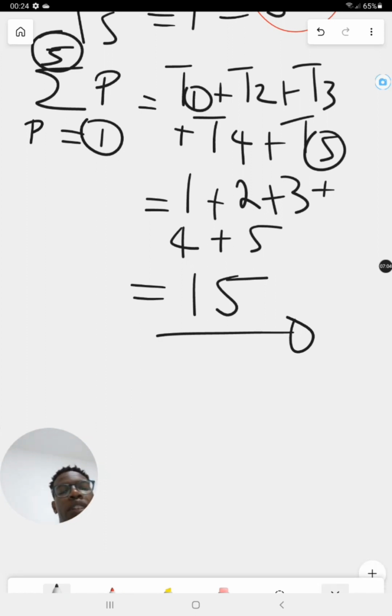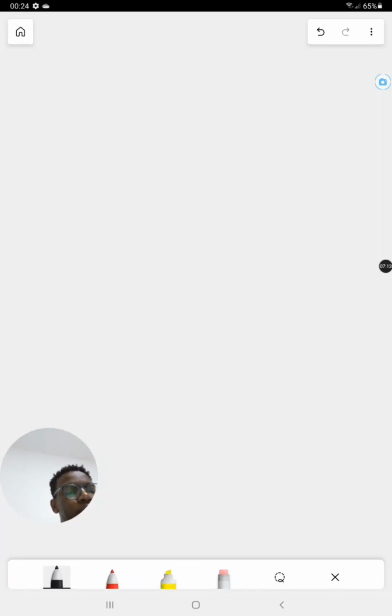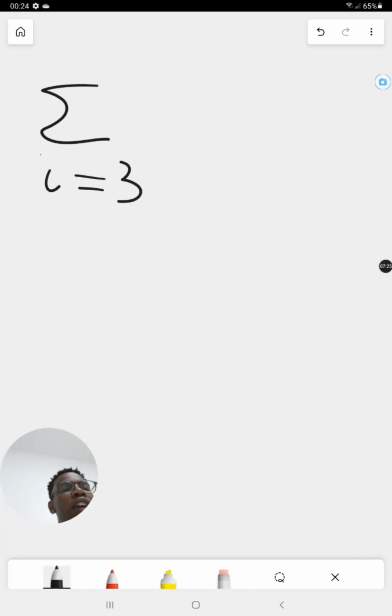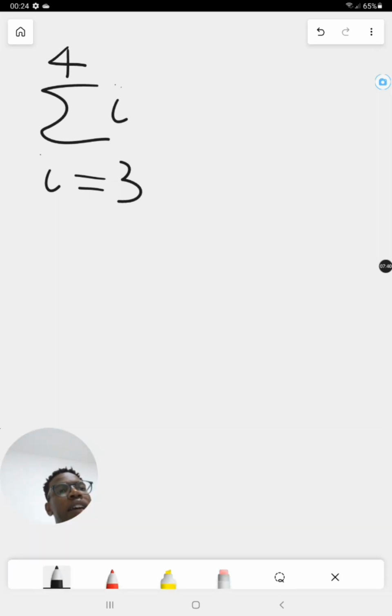Okay, I want to do one or two more examples, just to illustrate the point further. Let's say I've got sigma, and then from i is equal to 3, stopping at 4. Okay, stopping at 4, and the formula here is i plus 2.